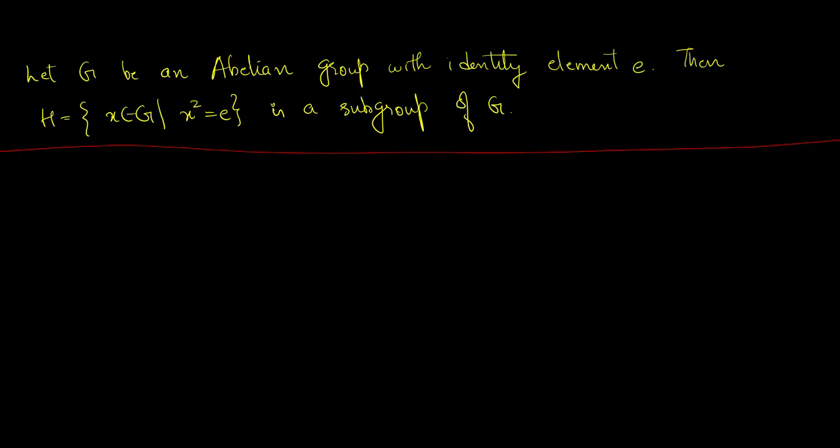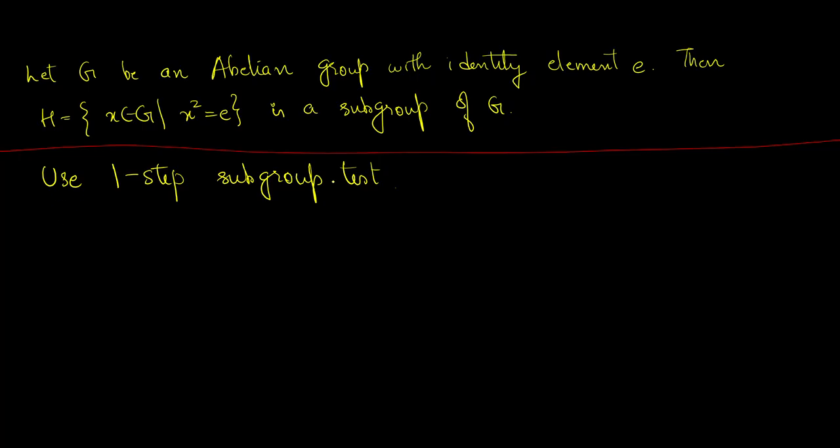One way to verify that H is a subgroup is by verifying all three axioms of the subgroup. Now here let's take a different approach. We will use the one-step subgroup test. In the one-step subgroup test, what does it say?